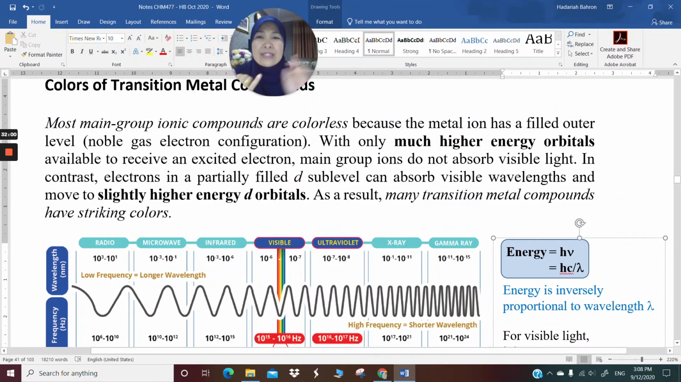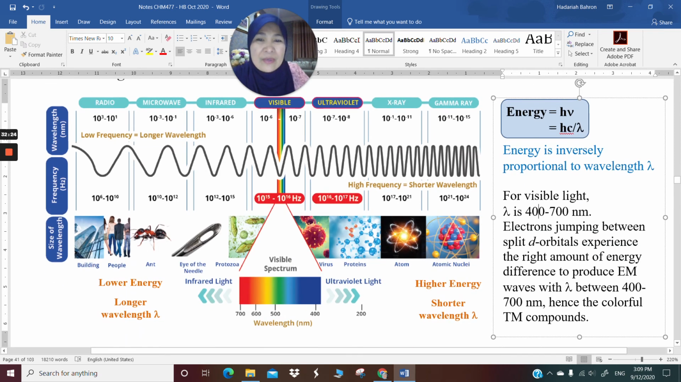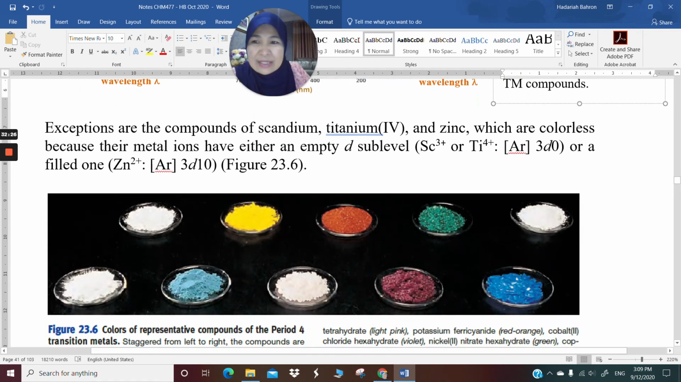So the first criterion of a transition metal compound is the metal has variable oxidation state. Number two, the metal has colors. The metal cations have colors. They have colors because of the movement of electrons within the split d orbitals. Okay, we will go through that much later.